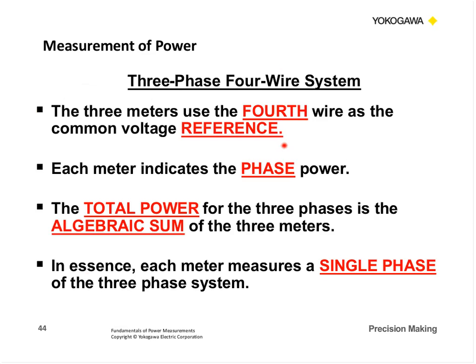With this connection, each meter indicates the true phase power. And the total power is just the algebraic sum of the 3 meters. So basically, it's like 3 single phase measurements tied together. Four-wire system, pretty simple, pretty easy.